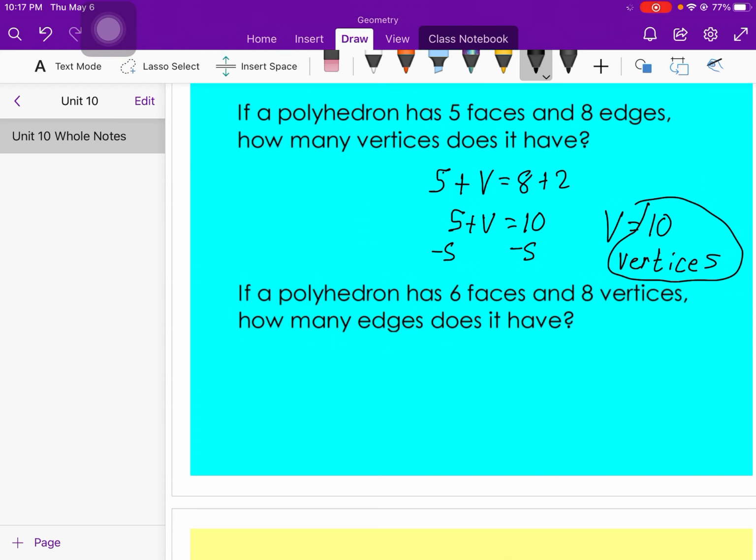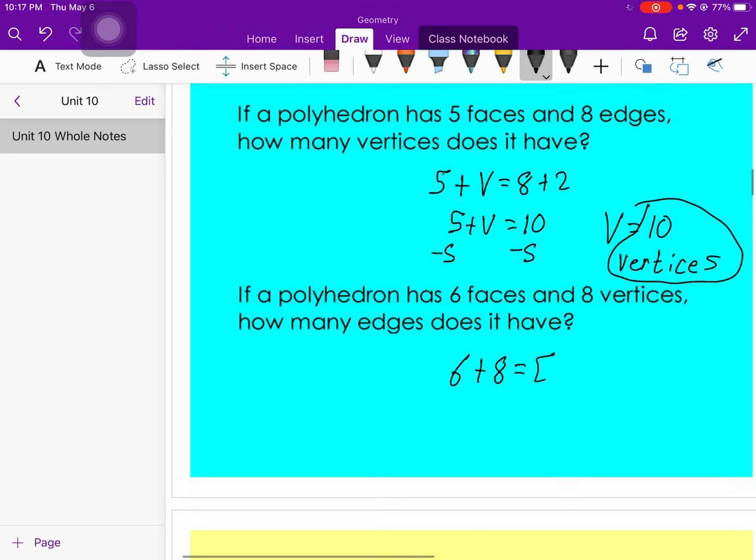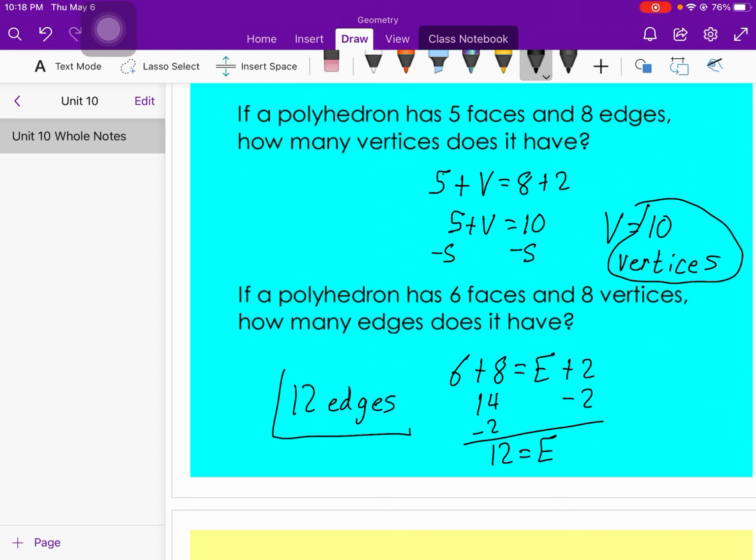This time, if a polyhedron has 6 faces and 8 vertices, so 6 plus 8, how many edges does it have? Well, then you know it would have to be E plus 2. Just remembering that edges plus 2, that's all you got to do. So we would subtract 2 from 14, and we would get 12. So there are 12 edges with this polyhedron. And that is the end of the notes for the first section.